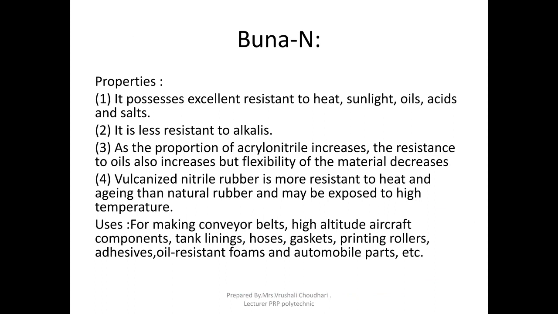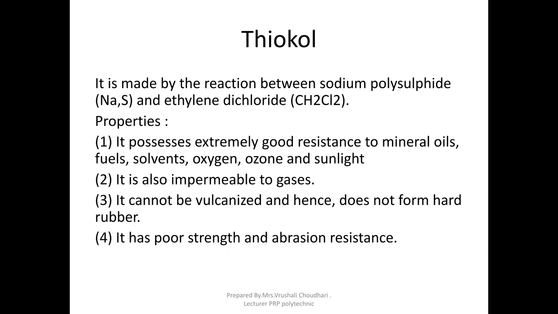What is vulcanization? The addition of sulfur is called vulcanization. When vulcanization of nitrile rubber takes place, it becomes more resistant to heat and aging. Uses of Buna N: they are used for making conveyor belts, high altitude aircraft components, tank lining, gaskets, printing rollers, adhesives, oil resistant foams and automobile parts.